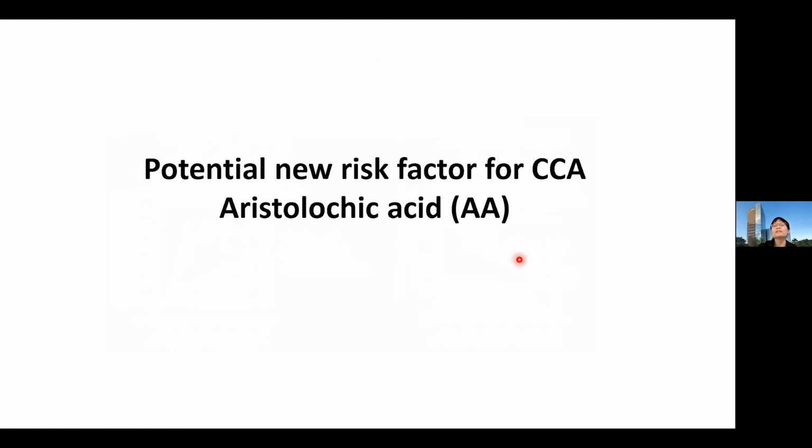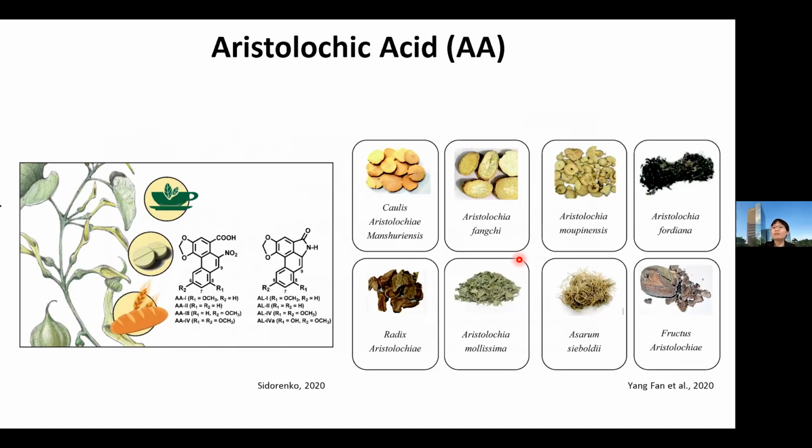Through our genomic study, we were also able to identify a potential new risk factor for cholangiocarcinoma, that is exposure to aristolochic acid, or AA as we call it in short. AA is predominantly found in the Aristolochia species of herbal plants. There are many different forms of AA. So far, only AA1 and AA2 have been shown to be strong mutagens. All these herbs contain AA, and these herbs are commonly consumed as herbal remedies, especially in East Asian countries.